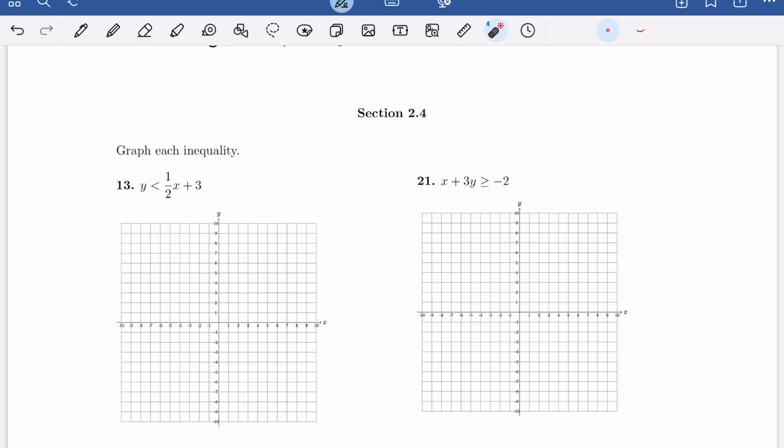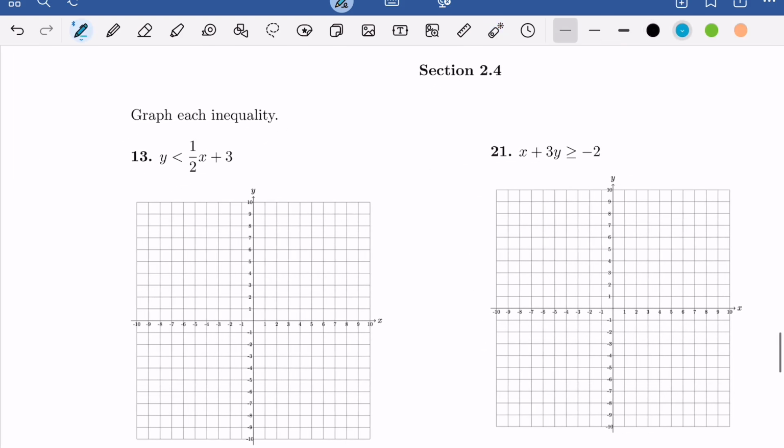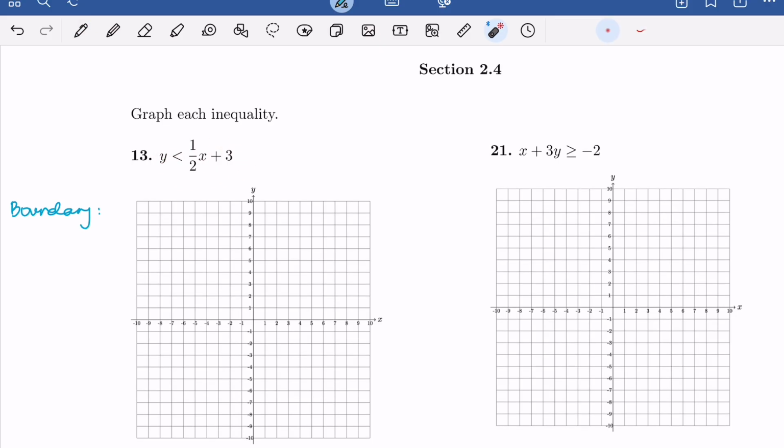So for these two problems here, we want to graph each inequality. For this first one, we have y is less than 1/2 x plus 3. Whenever we're graphing inequalities, the first thing that we want to do is find our boundary. And our boundary is going to be given by the solid line for this equation, meaning we're going to change this inequality symbol to an equal sign, and we'll see why in a minute. So we're going to set y equal to 1/2 x plus 3. This is going to be our boundary.